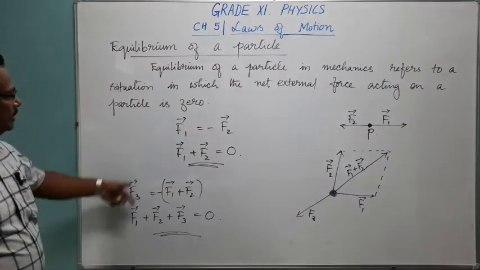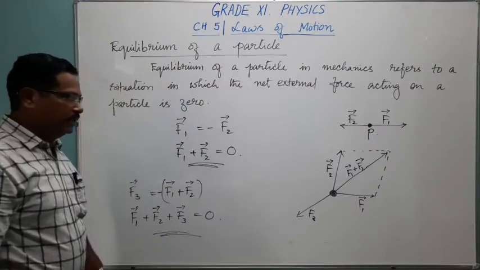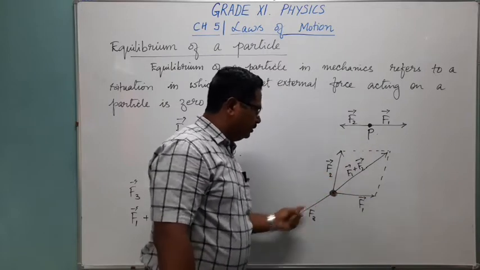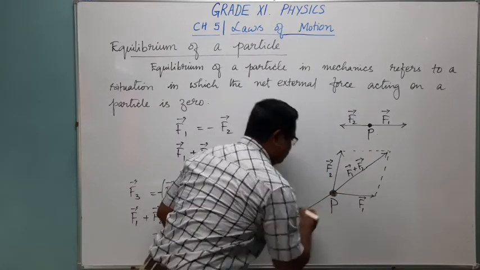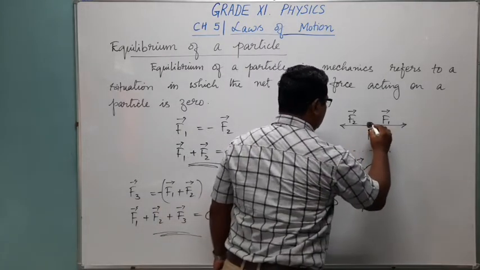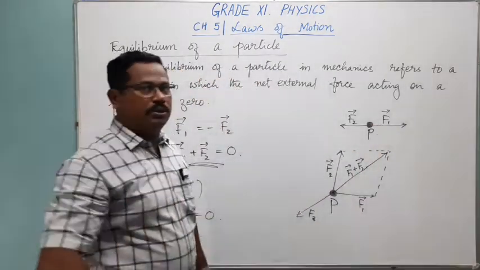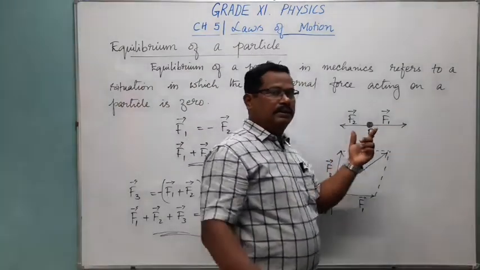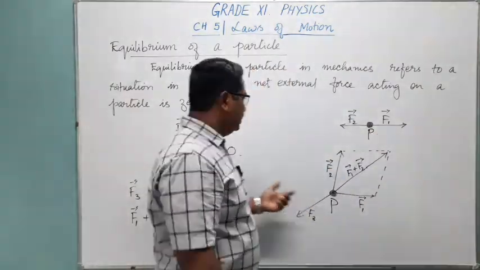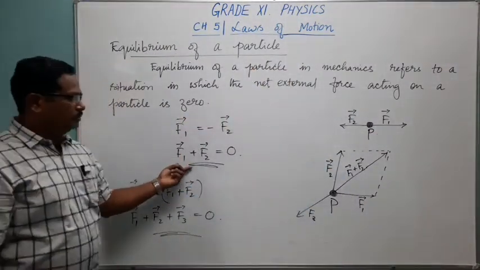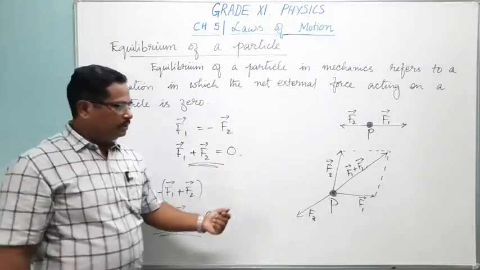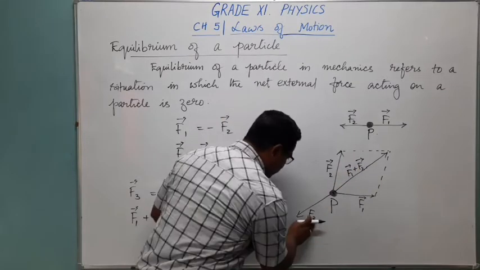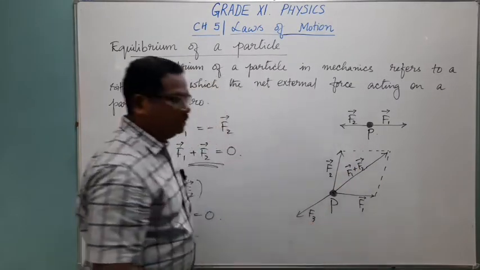So all this represents examples for equilibrium of a particle. In this case also, the body will not move in any direction. It will remain in the same place. This is your body P and here this is your body P. But you must be sure that F1 and F2, if they are equal and opposite, then their net force will become 0. Here also, the sum of F1 and F2 together must be equal to F3. Then only the net force will be equal to 0.